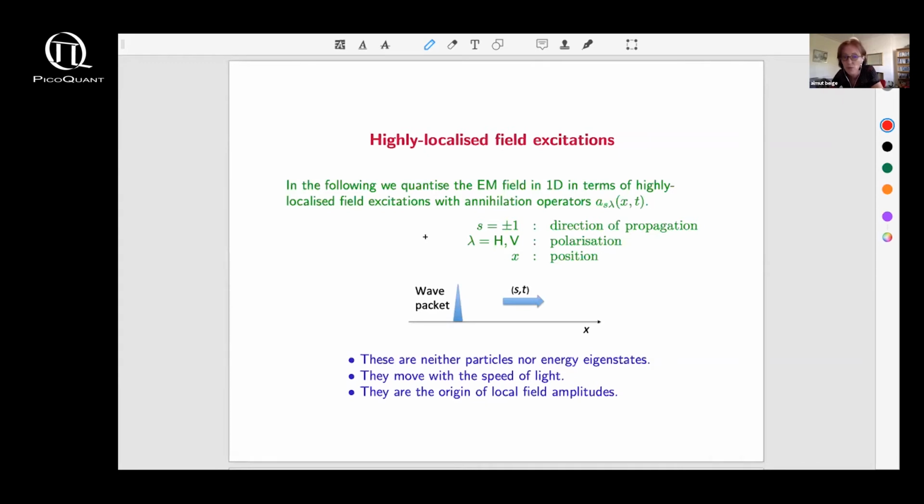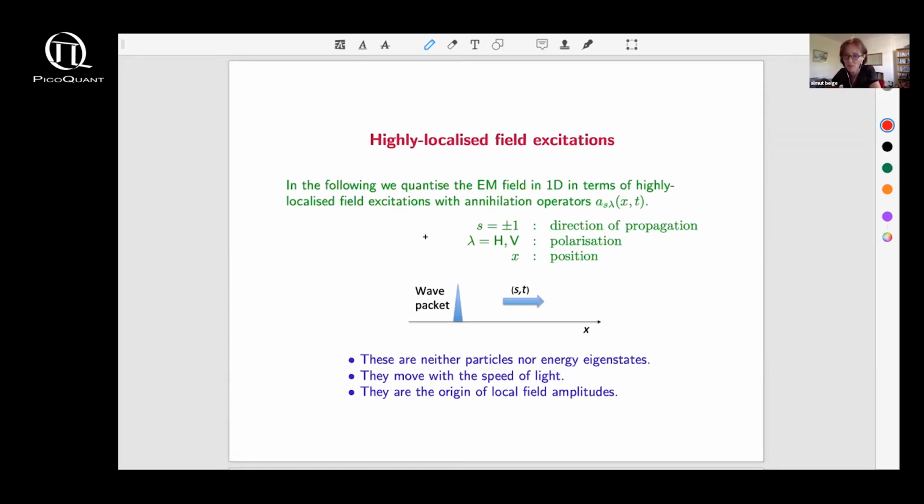Then there are some no-go theorems. And also, if you think a little bit about it, these wave packets cannot be particles. We cannot count them. So for example, they do not correspond to energy eigenstates. They have well-defined energy expectation values because we can measure energy densities locally, but they do not correspond to energy eigenstates. They have no charges, they have no mass, so we cannot count them. So they're not particles.